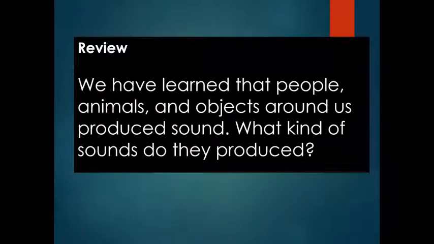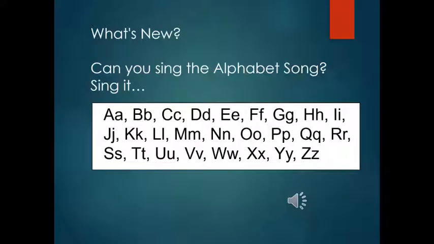Okay, from our previous lesson, we have learned that people, animals, and objects around us produce sound. What kind of sounds do they produce? Very good. They produce loud and soft sounds. What's new? Can you sing the alphabet song? Okay, sing it.